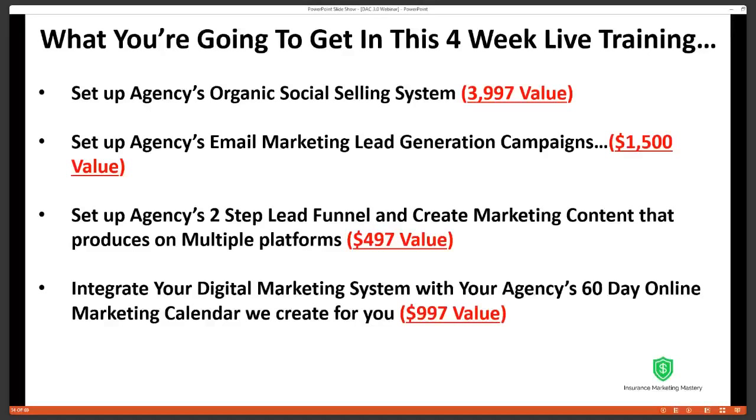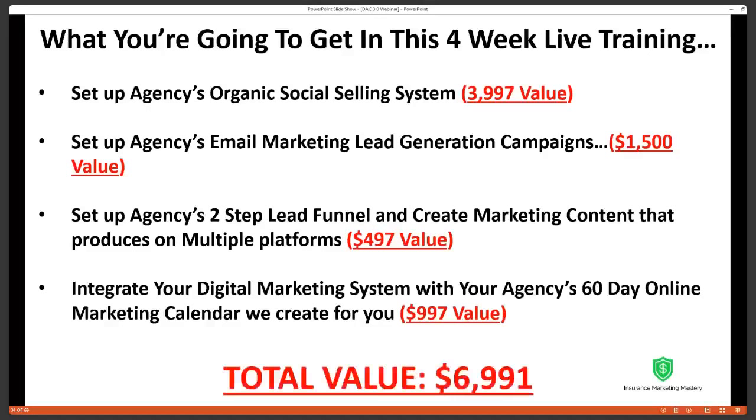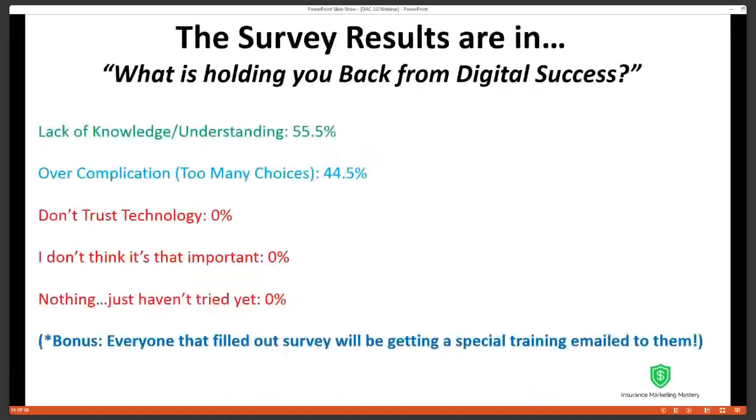Okay. Now I've done this one-on-one before. That's where these prices are coming from. All right. So if we did that all separate, total value about $6,991 off of real numbers of what I've done work-wise in the past for agents.